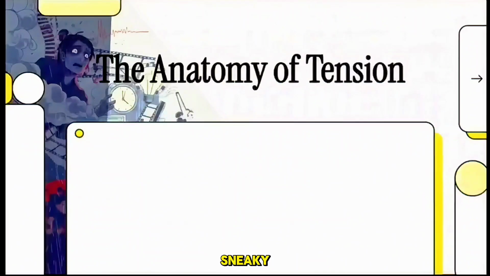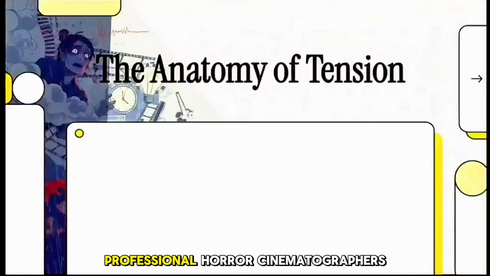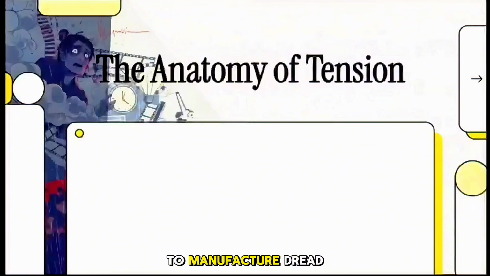Welcome back, everyone. Today we are diving right into a truly clinical breakdown of a perfectly crafted, ultra-realistic cinematic horror short. In this explainer, we're going to look at the absolute precision required to terrify an audience in under a minute. We'll be deconstructing the lighting, the sound design, the camera movements, and all those sneaky psychological traps that professional horror cinematographers use to manufacture dread. If you love understanding how things work behind the scenes, you are in for an absolute treat.